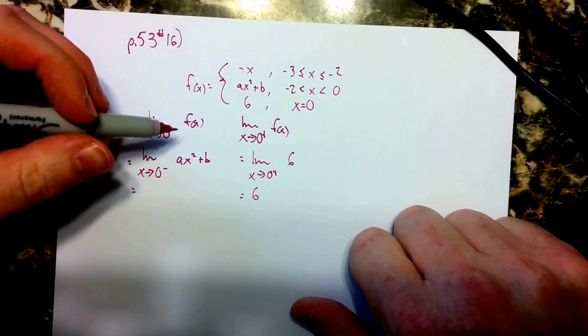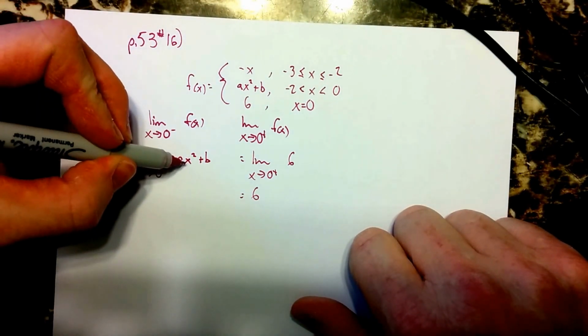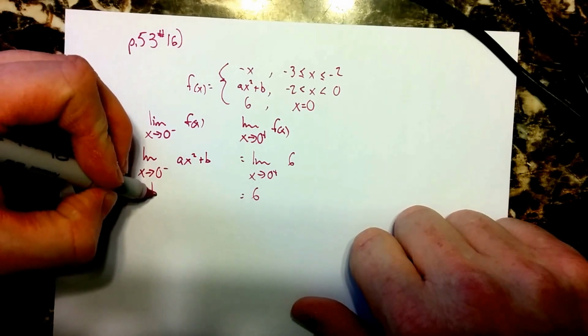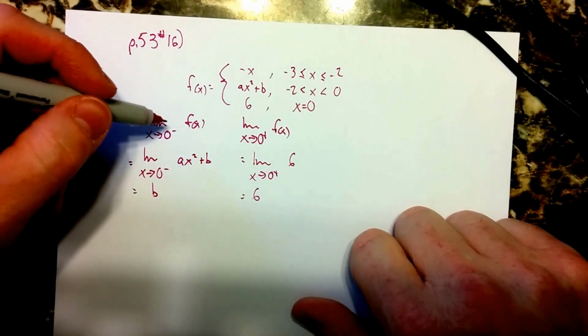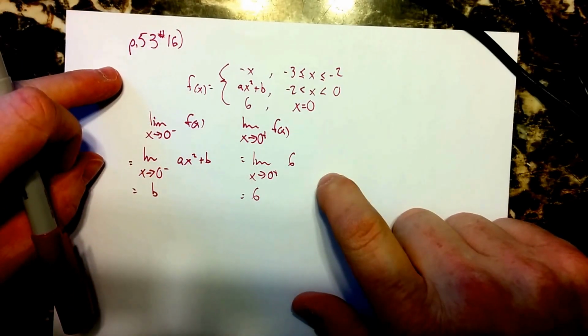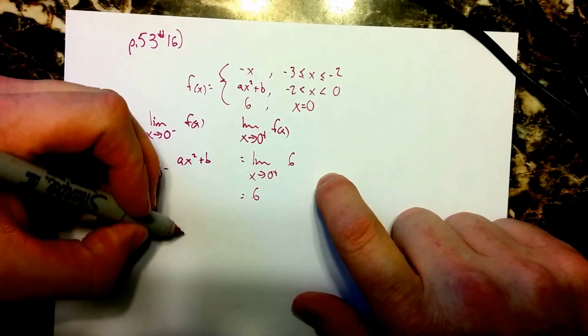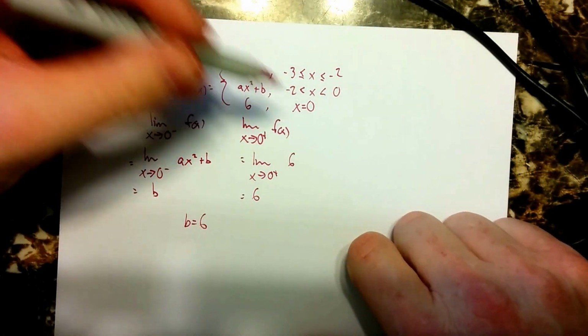And if I apply this limit as x goes towards 0, this goes towards b. So what we're basically saying here is, in order for this limit to exist, the left-hand side limit and the right-hand side limit need to approach the same value. In that case, b equals 6. Off to a good start.